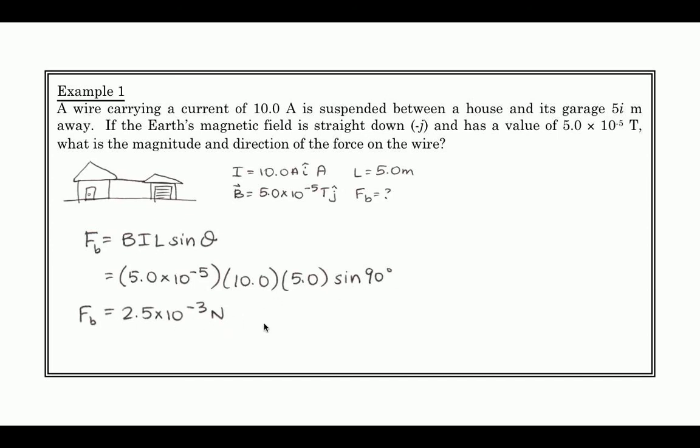What direction is this in? We're going to use the right-hand rule. If you put your fingers in the direction of the magnetic field, and your thumb in the direction of the current, your palm gives you the direction of the force. In this case, your palm would point into the page, and that is the direction of the force. So the magnetic force in this case is 2.5 times 10 to the negative 3 newtons directed into the page.